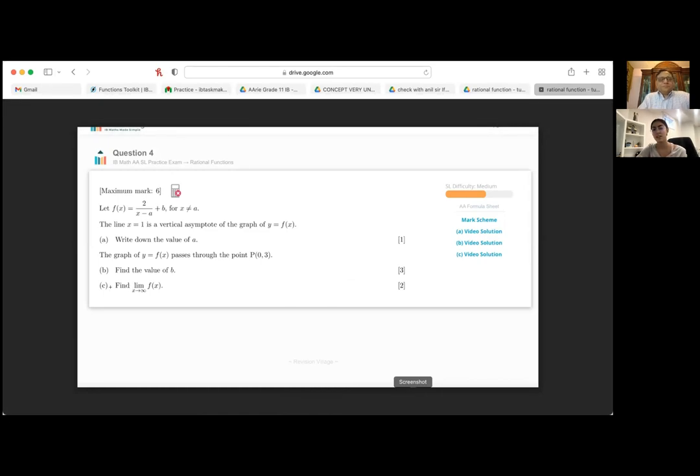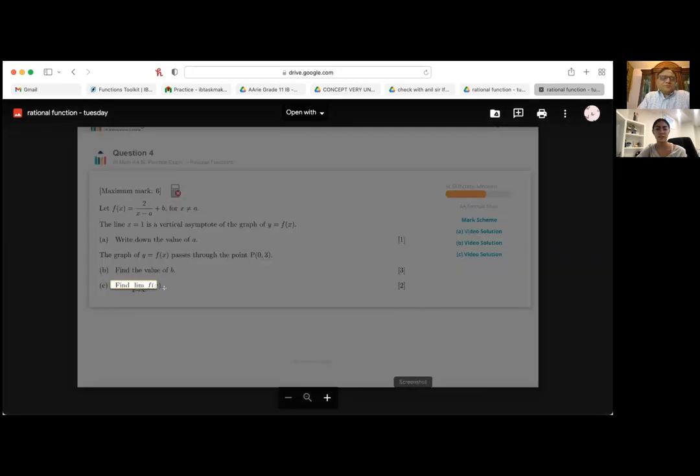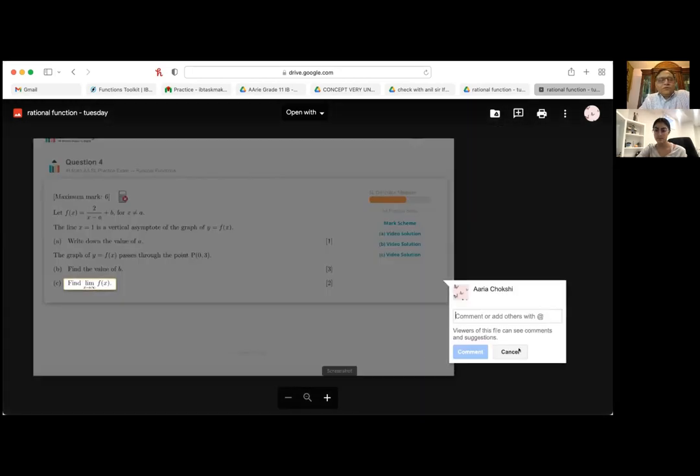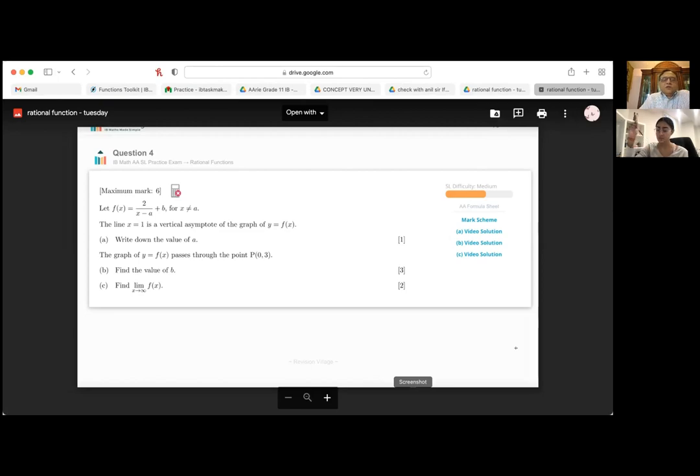I've never seen this notation. I'll explain this to you, don't worry. So it is very similar to our last question, correct? It says the line x equals 1 is a vertical asymptote. That means the denominator will be 0 for x equals 1, right? So x minus a should become 0 for x equals 1. That is what it means.